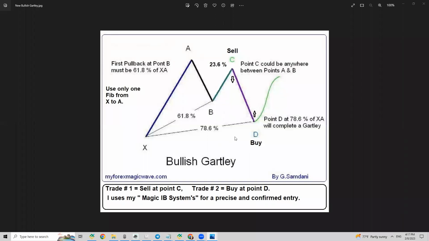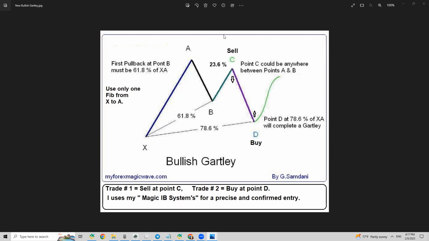It has a specific calculation. The Bat pattern has a slightly different calculation, and my favorite pattern has a mixed calculation, right? Then the other pattern is a Butterfly. The Gartley and Bat patterns are retracement patterns.